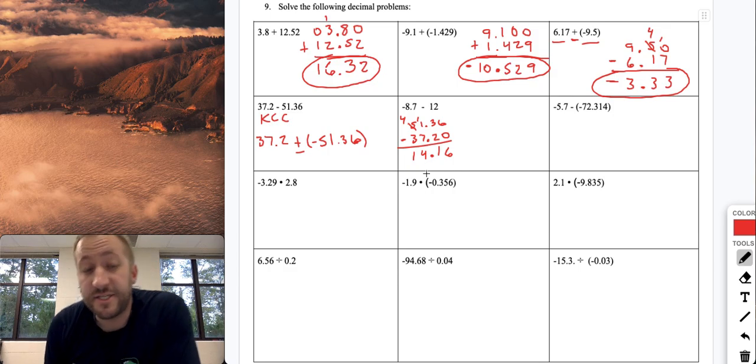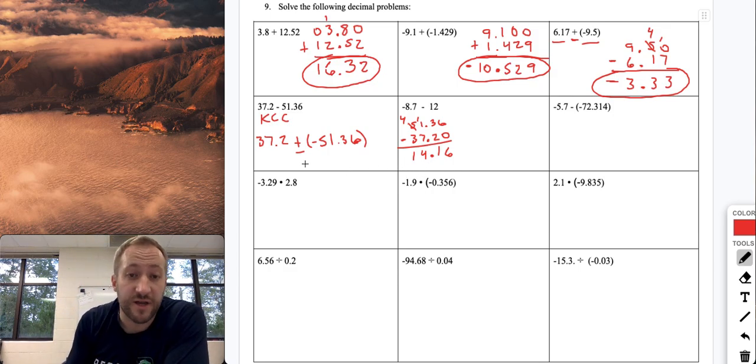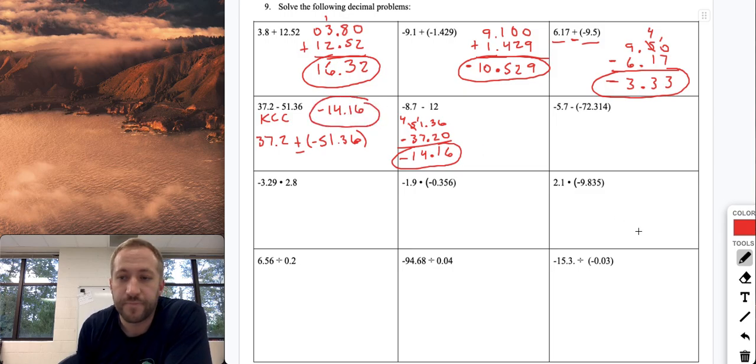Now, it's easy to forget this, but it is important. Whenever I'm looking at this, I have to make sure I have the right sign. I keep the sign of the larger number. The larger number in this problem is the negative, so I'm going to keep a negative right here. Negative 14.16. Let me write that right here as my answer. There we go. Now, let's give that an erase. Let's do the next one.